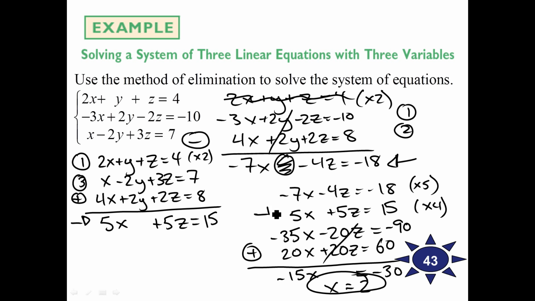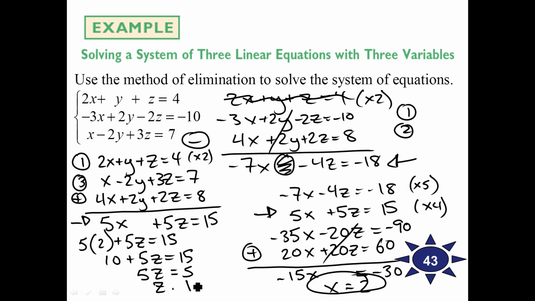How about this equation? 5 times 2 plus 5z equals 15. So 10 plus 5z equals 15. 5z equals 5. z equals 1. All right, so now x is 2, z is 1.